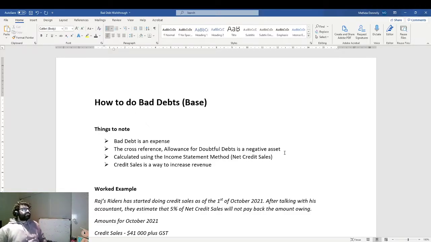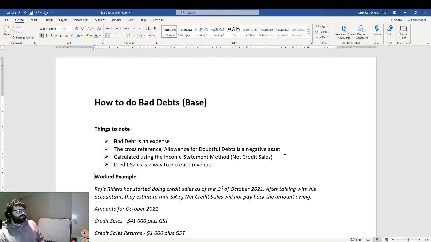Now, one of the interesting points here: I was having a look through some theory questions, and one of the questions that did crop up was, why is credit sales important? Essentially, it's a way to increase revenue because, as we have talked about in class previously, we want to encourage sales. So that's one way of doing that. So I thought I could give you a worked example, and I think the worked example will put a lot more of this into context. These worked examples are just made up on the spot.